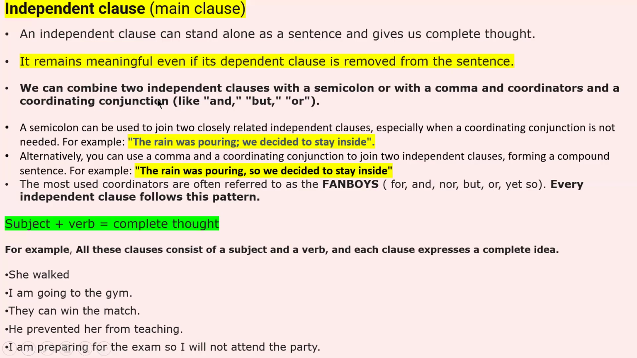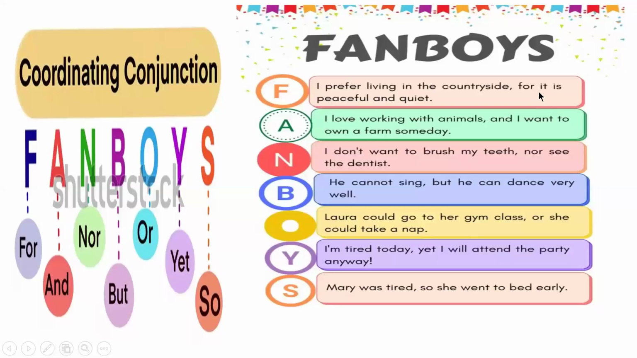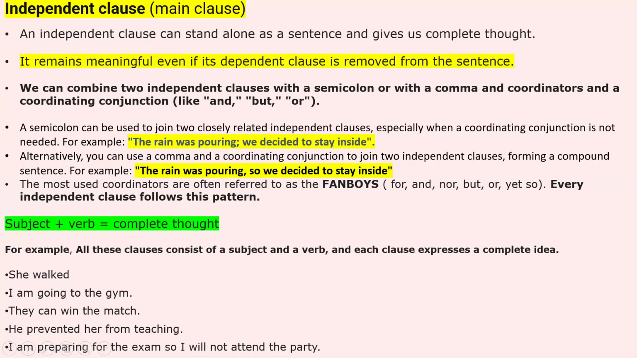Now we can combine two independent clauses with a semicolon, or with a comma and coordinators, especially coordinating conjunctions, FANBOYS. The video on coordinating conjunctions, FANBOYS, is on my channel. Kindly watch that video. F for for, A for and, N for nor, B for but, O for or, Y for yet, S for so. Two examples are given.